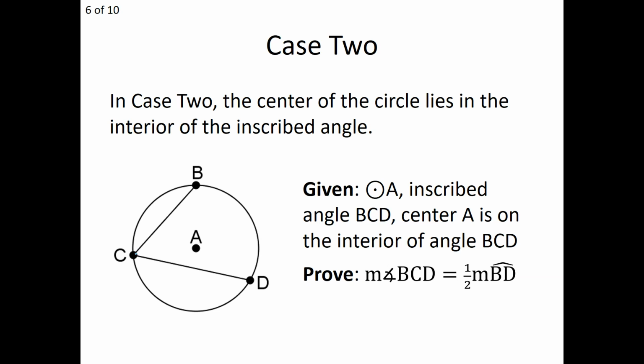So imagine we have BC and BD as the sides, and it turns out point A is on the interior of those 2 sides of our inscribed angle BCD. We're going to prove that the measure of our inscribed angle BCD is going to be half the measure of the arc it cuts, the measure of arc BD. Let's dive into the proof of case 2.